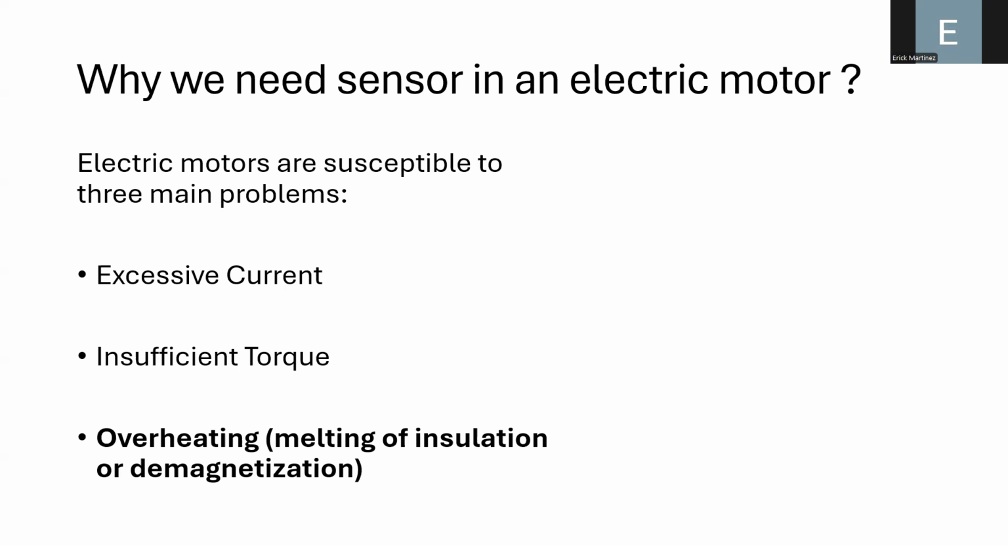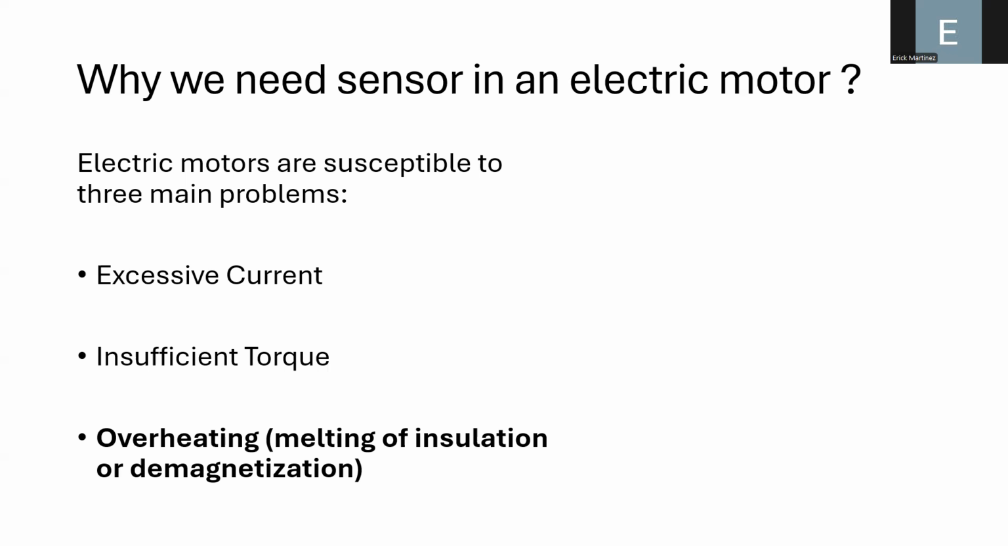In the first place, we typically use sensors in electric motors because we want to know, for example, the energy demand, or in other words, the current demand of the electric motor. Also, we are interested in knowing the speed of the motor or the position of the shaft, in order to know if the motor is achieving the speed or the torque that we want to deliver.